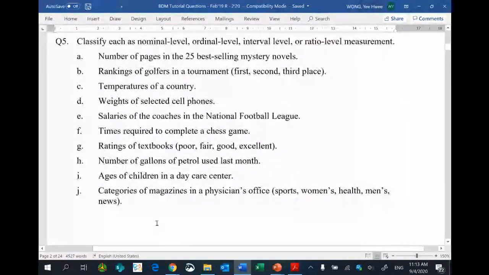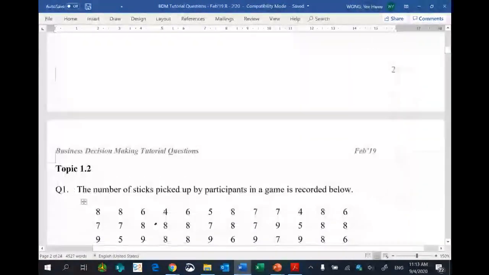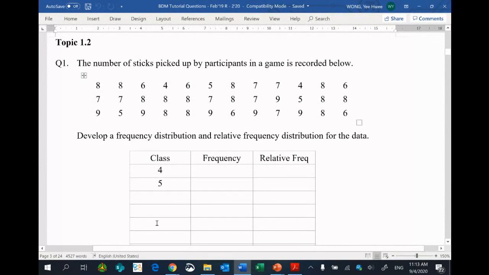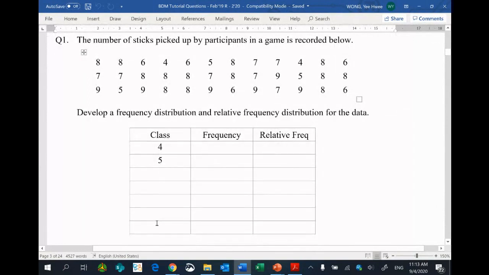So you try first. The second half of the topic shows you the table. Remember the table that we do, the tabling? You have these numbers here: 4, 5, 6, 7, 8, 9. So you just fill that in and find out how many times each number appears there. Then you write down and find out the relative frequency.